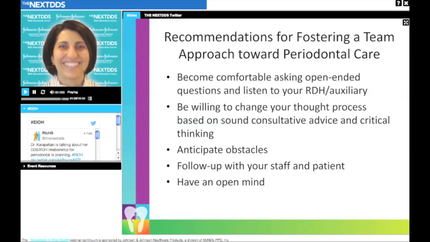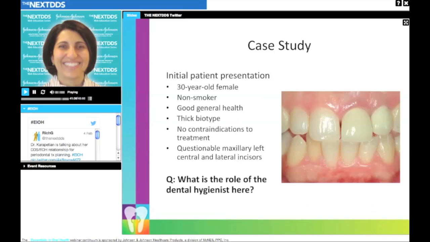I'm sorry, I think I may have skipped a slide. So if we have time, we'll go over a case study. And this is not one of my cases, but it's a great way to illustrate how we can walk through the treatment of a patient.